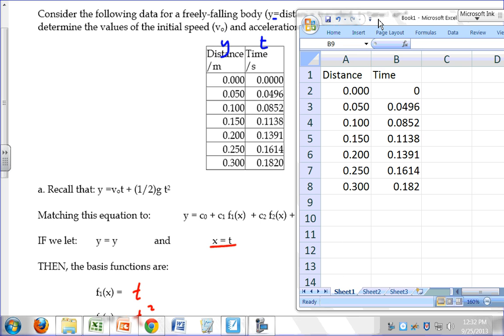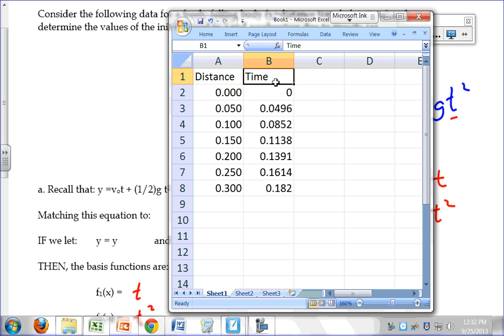So we have our y is distance, x is time. We need to tabulate F1, which is what's our F1? That's just time, right? So we don't have to actually do that. But normally, it might not be what your variable is. So let's just make sure that we do it systematically. So let's tabulate F1 here. And you know that this is just equal to time, right? And let's tabulate F2, which is going to be time squared, right?